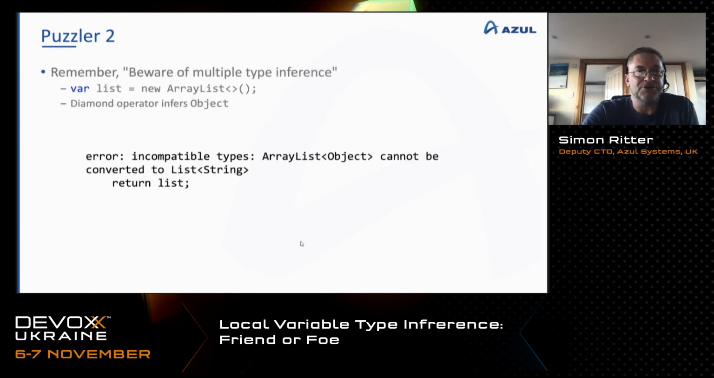The reason is multiple type inference. I didn't change the fact that it was using the diamond operator, and I didn't put the explicit generic parameter in there. So I end up with an ArrayList of Object, and an ArrayList of Object can't be converted to List of type String. A perfect example of why it really should either issue a warning or reject that completely.